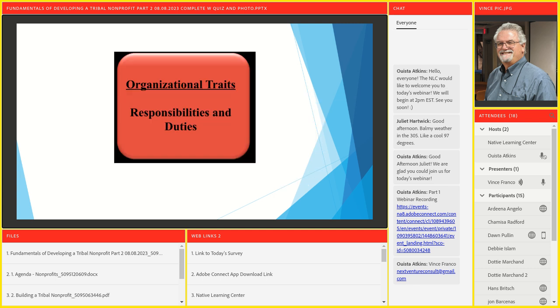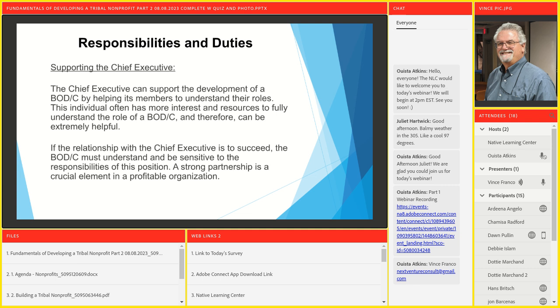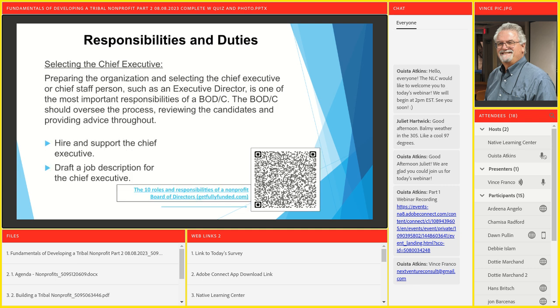Okay, responsibilities and duties. Let's go through this really quick. Okay. Selecting a chief executive. Somewhere down the road, you're going to have to set yourself up. The nonprofit needs to set itself up for success at some point, hopefully, optimistically, as the organization grows and potential for revenue is there, or soon to be, that you bring on a staff person to handle the responsibilities.